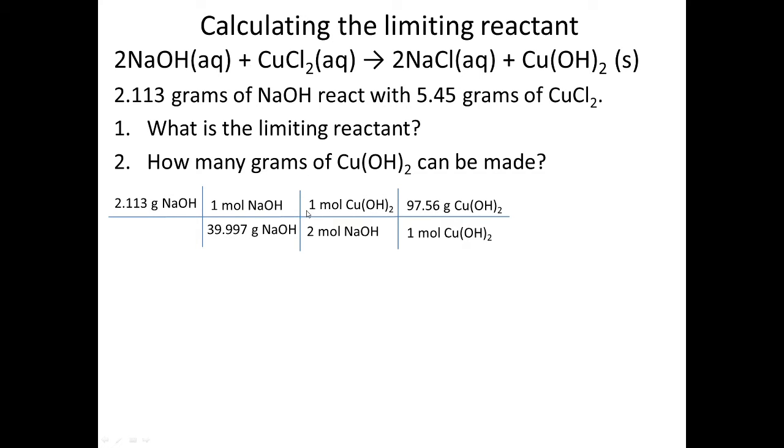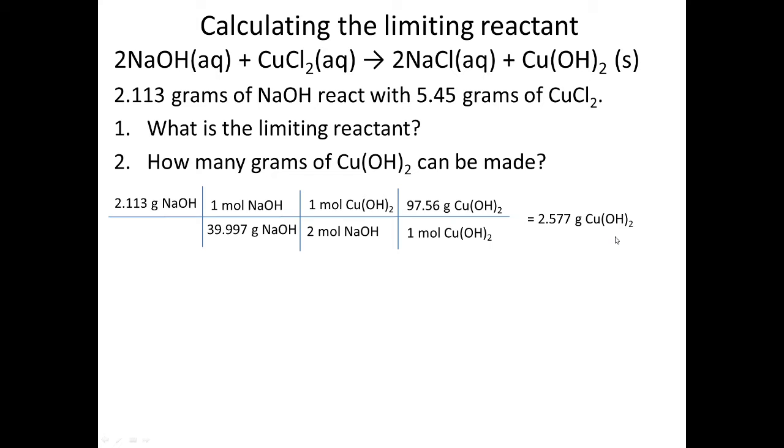Then I go across the next vertical line. Multiplying by 1 doesn't do anything, so I don't worry about that. I divide my answer by 2, I hit equals. Go across the next line. Multiply by 97.56. Don't have to divide by 1 because that doesn't change anything. Hit equals and you get the answer, and it's about 2.577 grams of copper hydroxide.